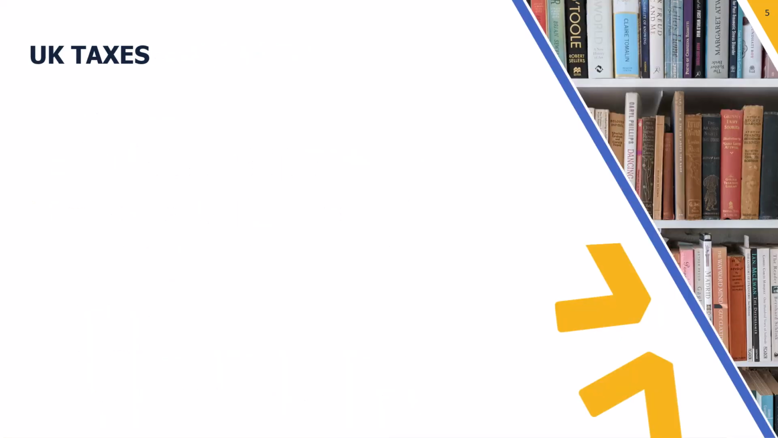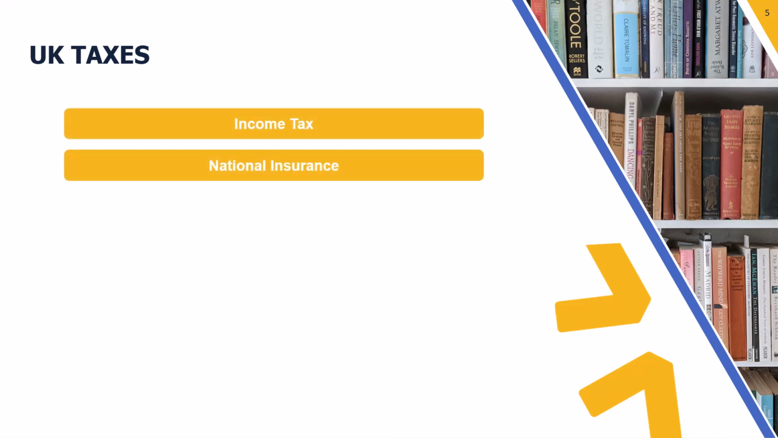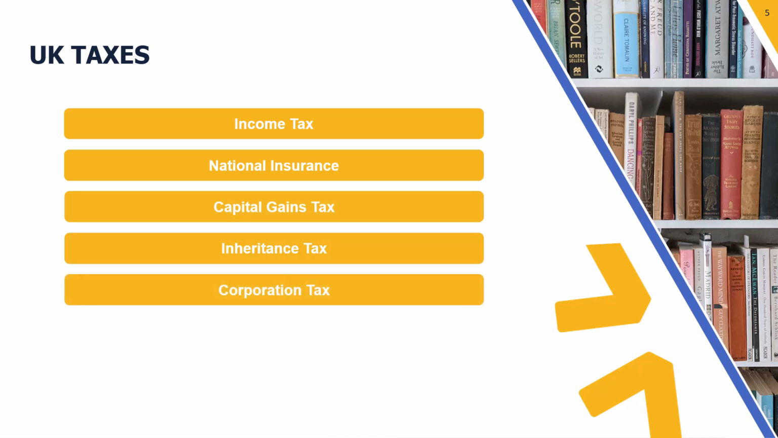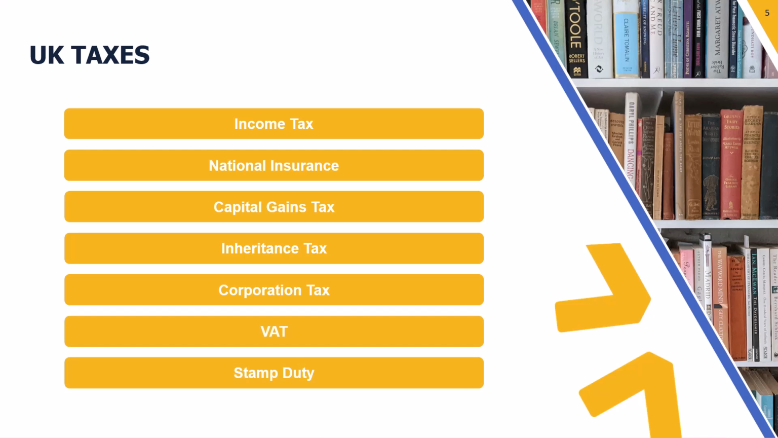Now we're going to have a look at the 7 taxes within the UK tax system. So these are as follows. We've got income tax, national insurance, capital gains tax, inheritance tax, corporation tax, VAT and stamp duty. Now the first 6 of those taxes are included within our UK tax syllabus. Stamp duty isn't, but it is included here for completeness. And also for those of you that want to go on and study advanced tax, then you will also look at stamp duty within that syllabus as well.